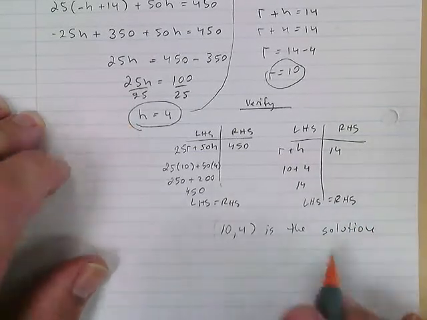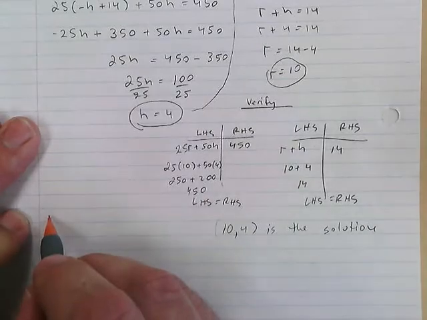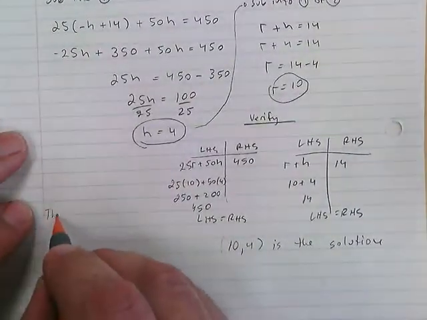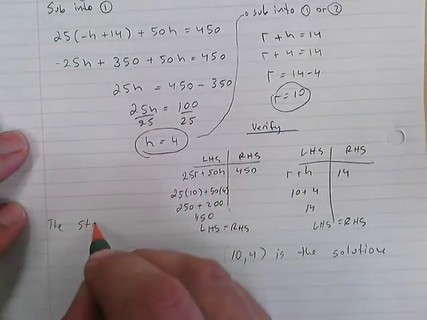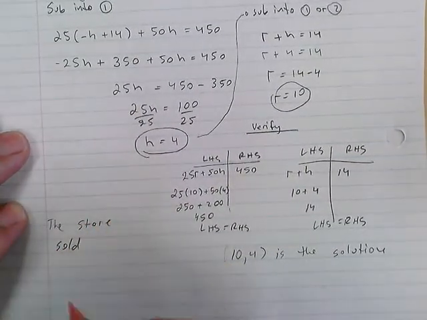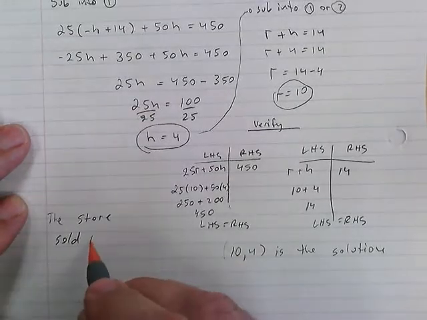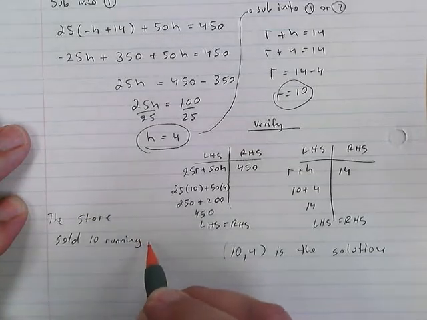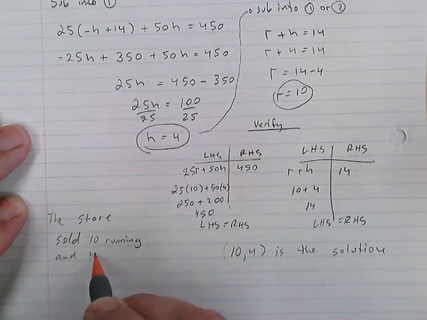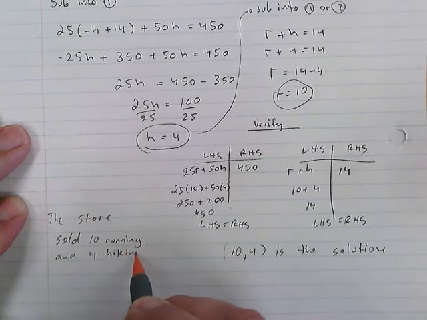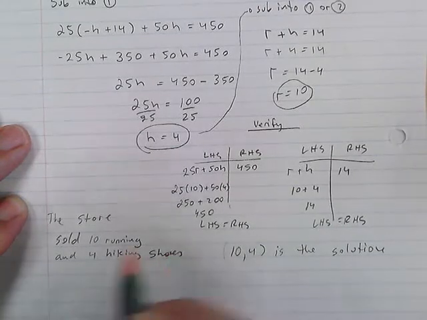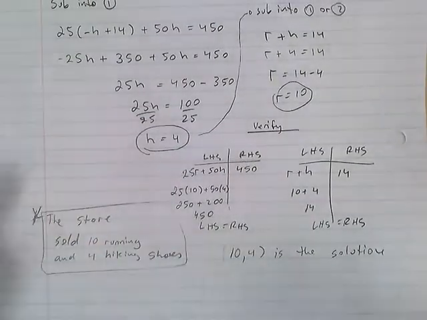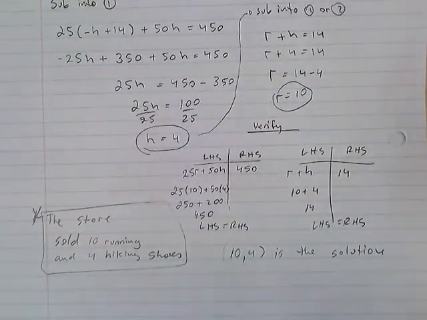But it's a word problem, so we need to define, right? And what do they say? How many of each, right? The store sold 10 running shoes, 10 running and 4 hiking shoes. Okay, this is a must to have a statement at the end, okay? It's a word problem, all right? That's it for the word problem. Let's keep going.